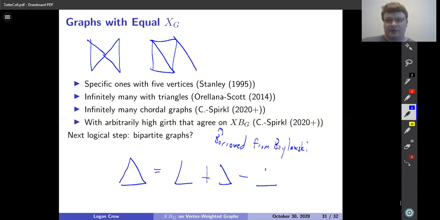The next step that would seem to make sense is if we can find bipartite graphs that have the same XB, because trees are all bipartite. So that would be the next logical step: can we get closer to showing if there are trees that are the same? The next step is going to bipartite, perhaps.